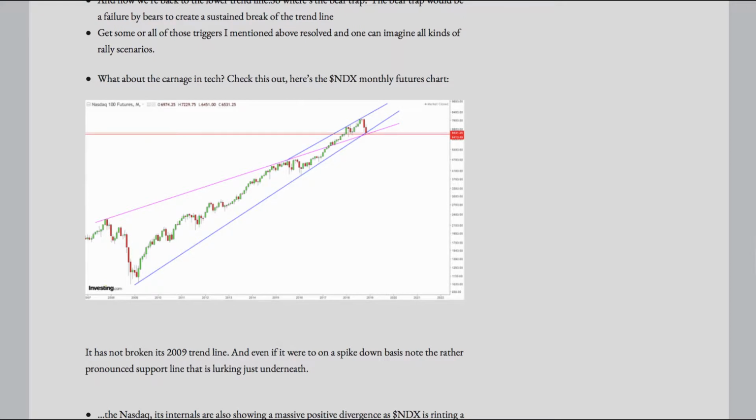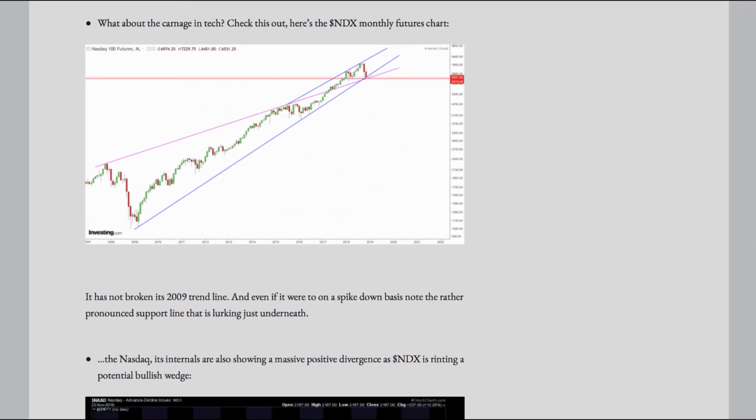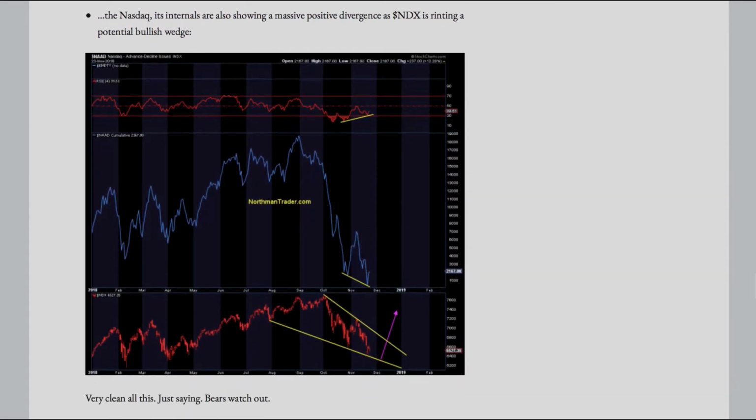What about the carnage in tech? Check this out. Here's the NASDAQ monthly futures chart. It has not broken its 2009 trend line, and even if it were to, on a spike down basis, note the rather pronounced support line that is lurking just underneath. The NASDAQ internals are also showing a massive positive divergence as NDX is forming a potential bullish wedge. Very clean, all this. Just saying.